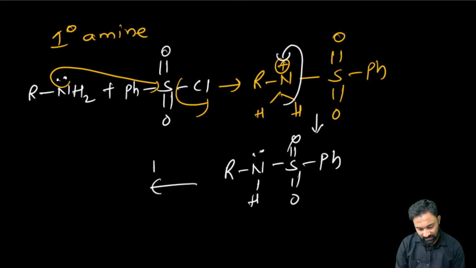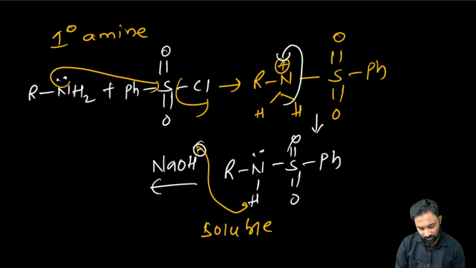Now when it has reacted with the base, the base will readily abstract this acidic proton, and this acidic proton is stabilized by resonance. Clear? That's the reason this is soluble in the base. It is soluble in the base due to the presence of this acidic proton. Right? Next one. If suppose the 2 degree amines are given.